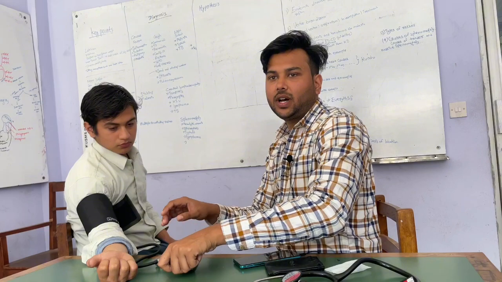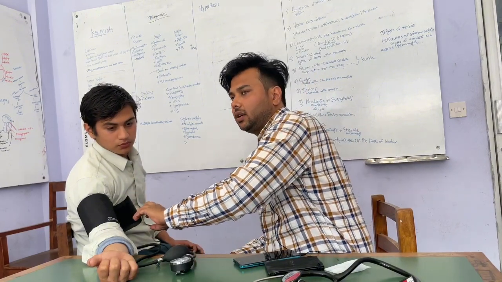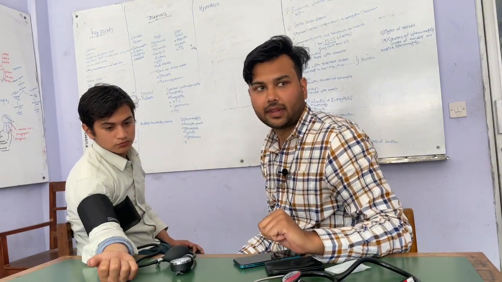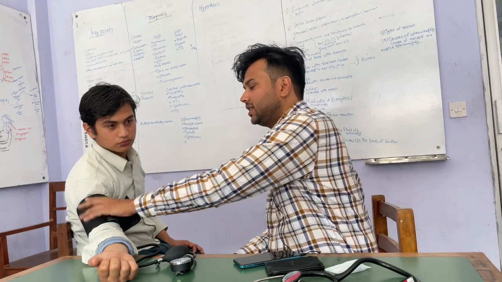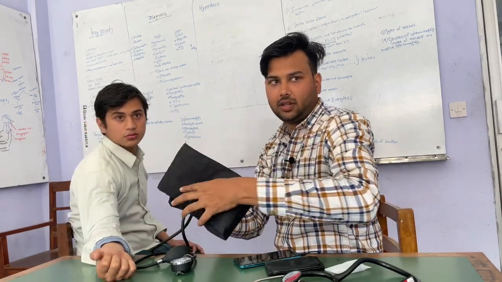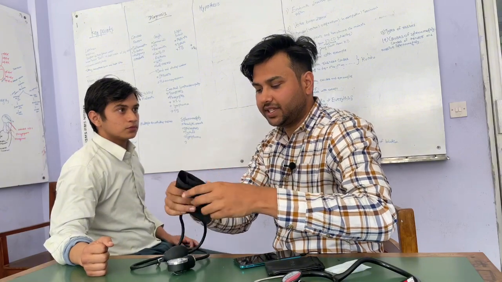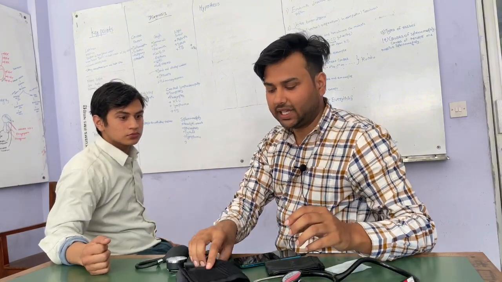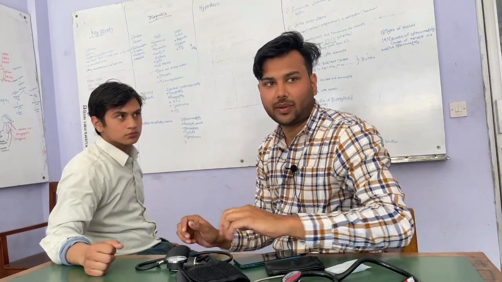Suppose his blood pressure was around 160 by 100 millimeters of mercury. Then what would have been the diagnosis? Stage 2 hypertension. Okay, so everybody says it will be hypertension. But that is not the case. That is not how you diagnose hypertension.